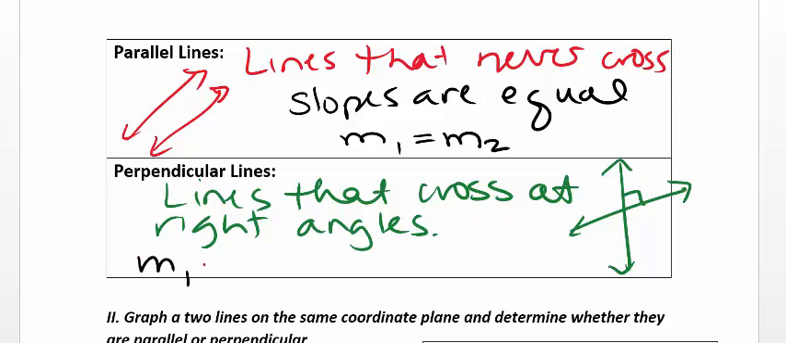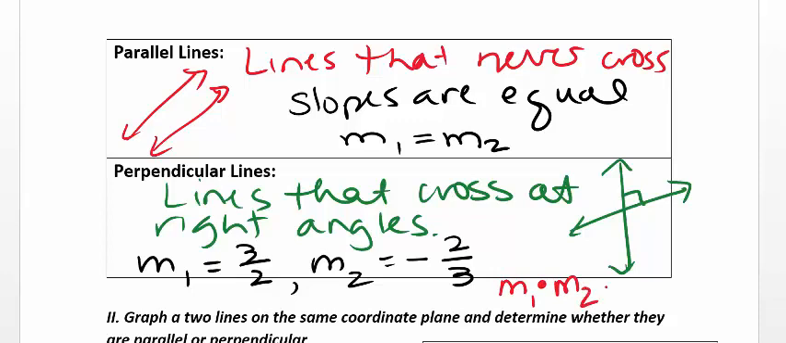If one of my slopes was 3/2, the slope of the second line is going to be the negative of this, and then we flip the 3 and the 2 and it becomes -2/3. That's a negative reciprocal. And the other fact about it is that you can take these two slopes and multiply them together, and you're always going to get -1. So if I take this first slope and multiply it by the second slope, I'm going to get -1.